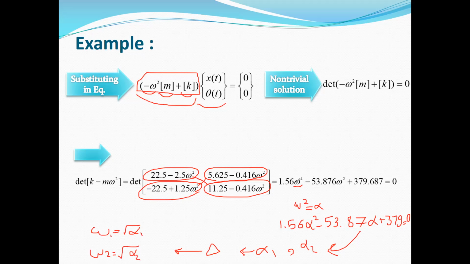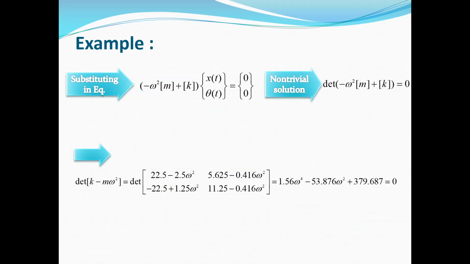So from this equation, which is called the frequency equation or characteristic equation for your 2 degree of freedom system, you can obtain the natural frequencies. And in the next step, we can obtain the mode shapes for this equation.